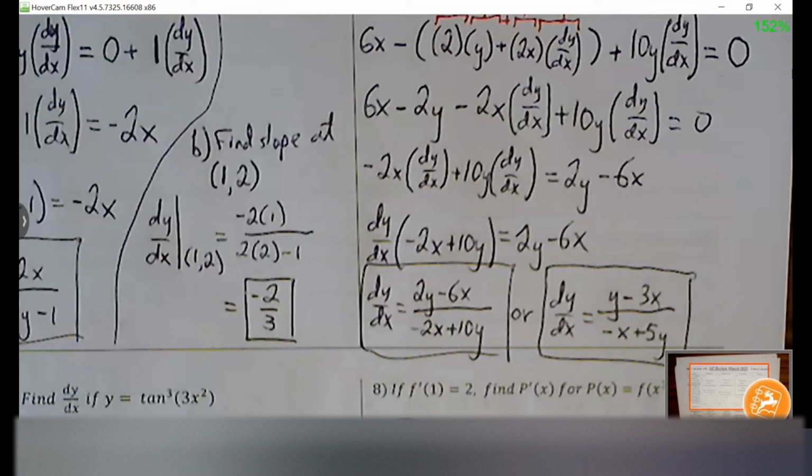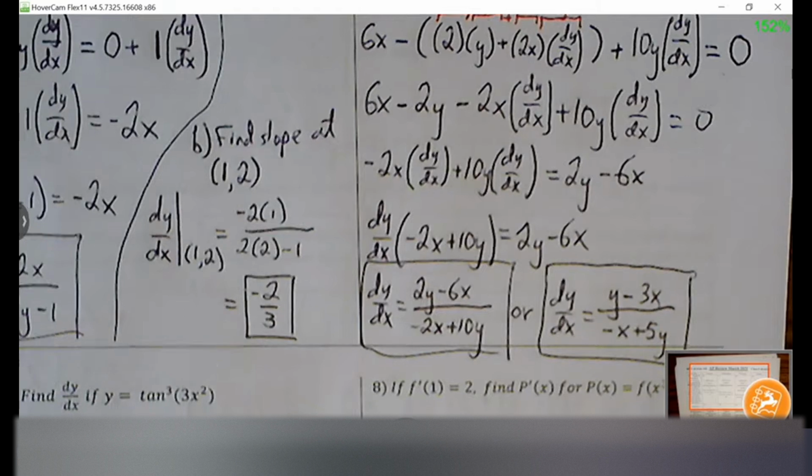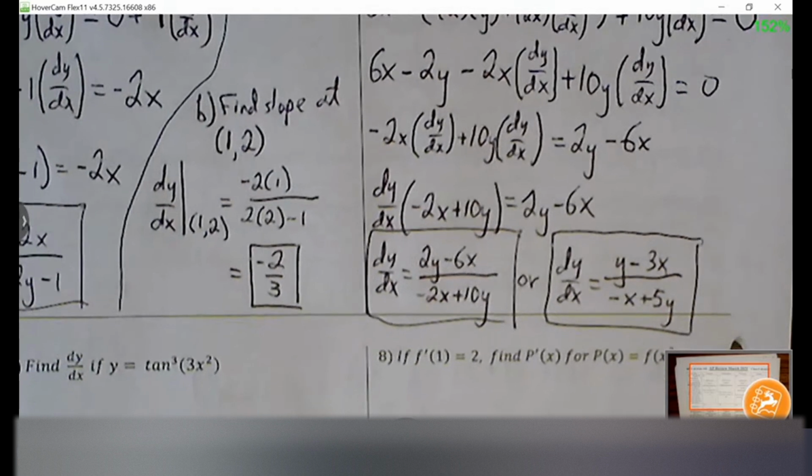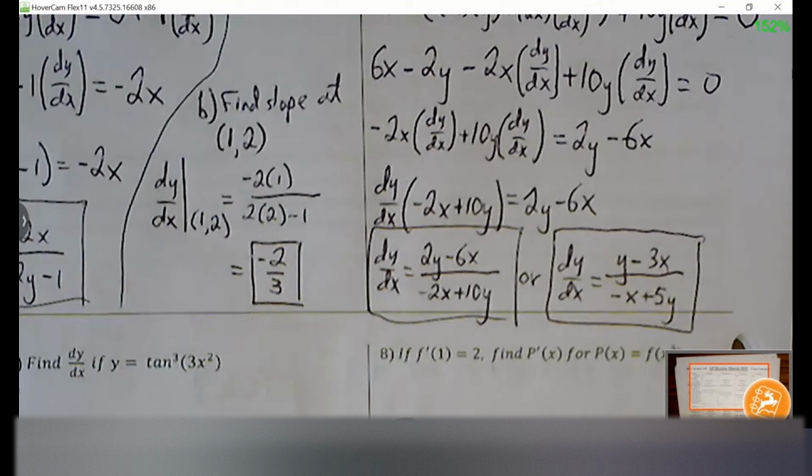Okay, questions? Okay, all right, let's do one more, number 7. Find dy/dx if y equals tangent cubed of 3x squared. All right. Anything special with this problem? It's a chain rule. It's a chain rule.